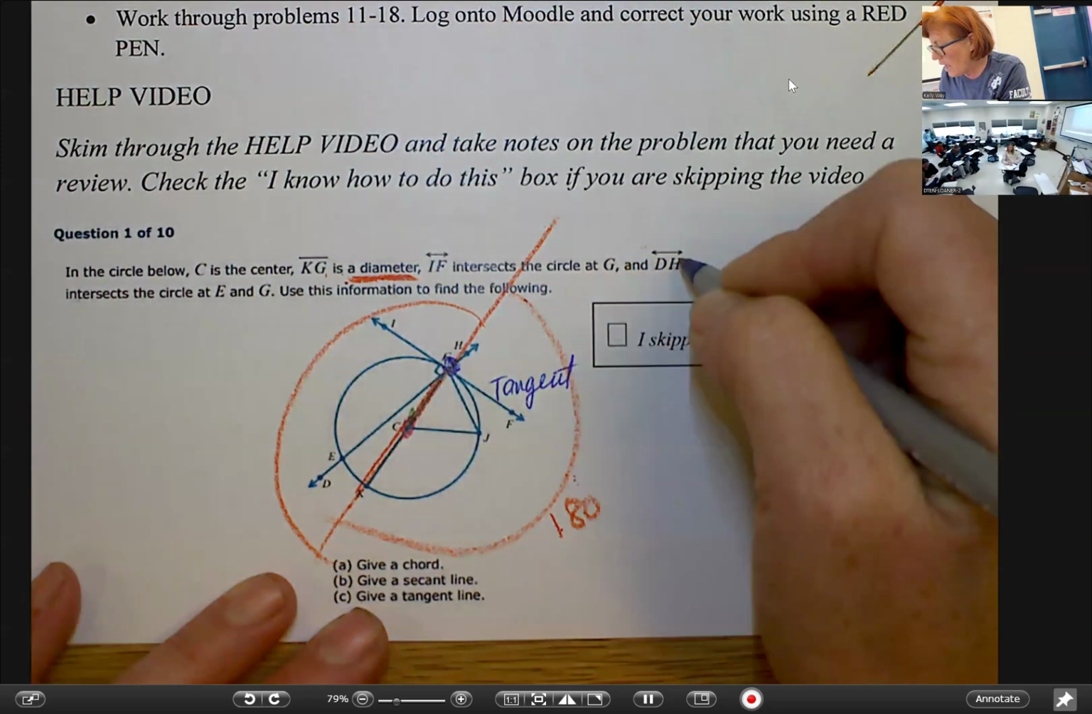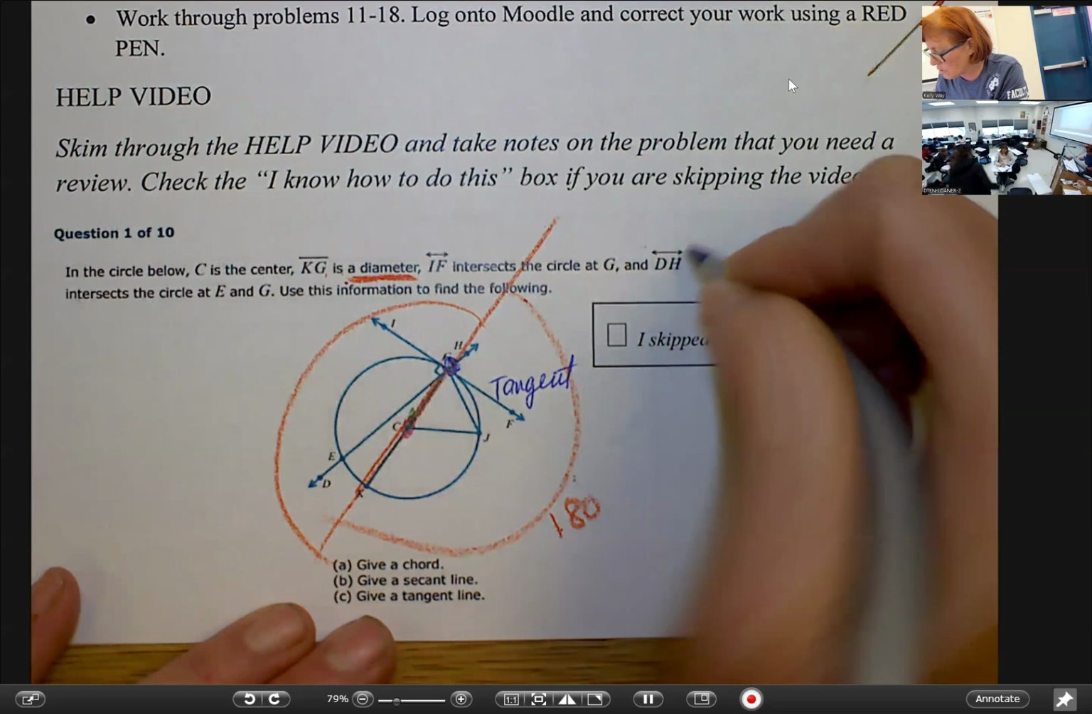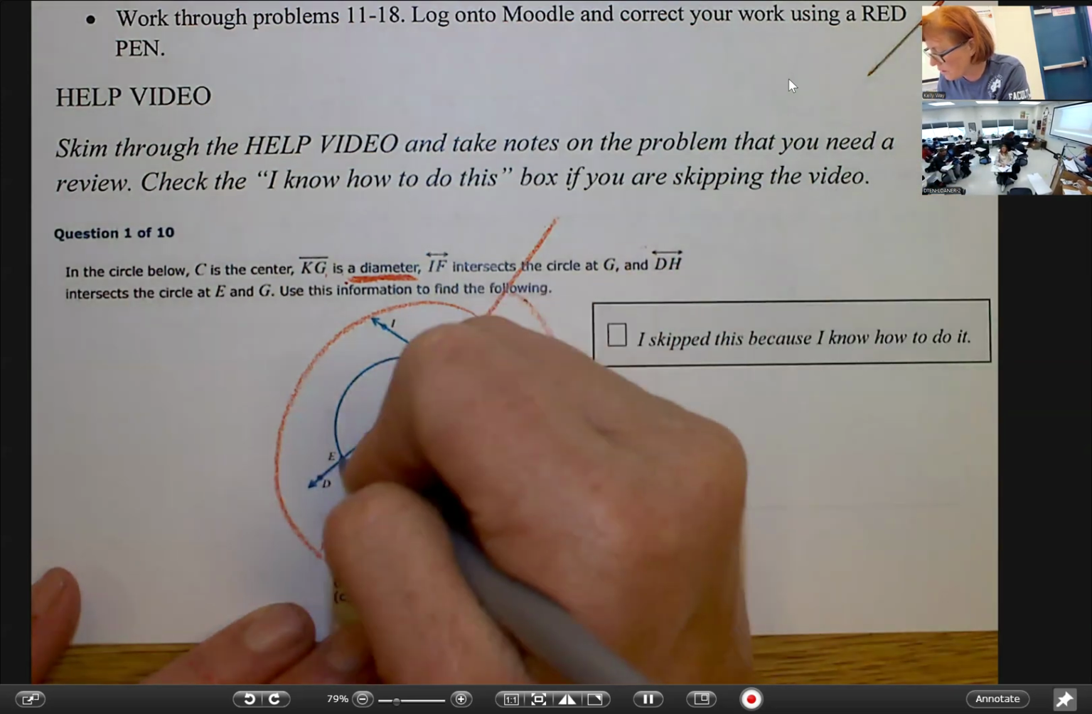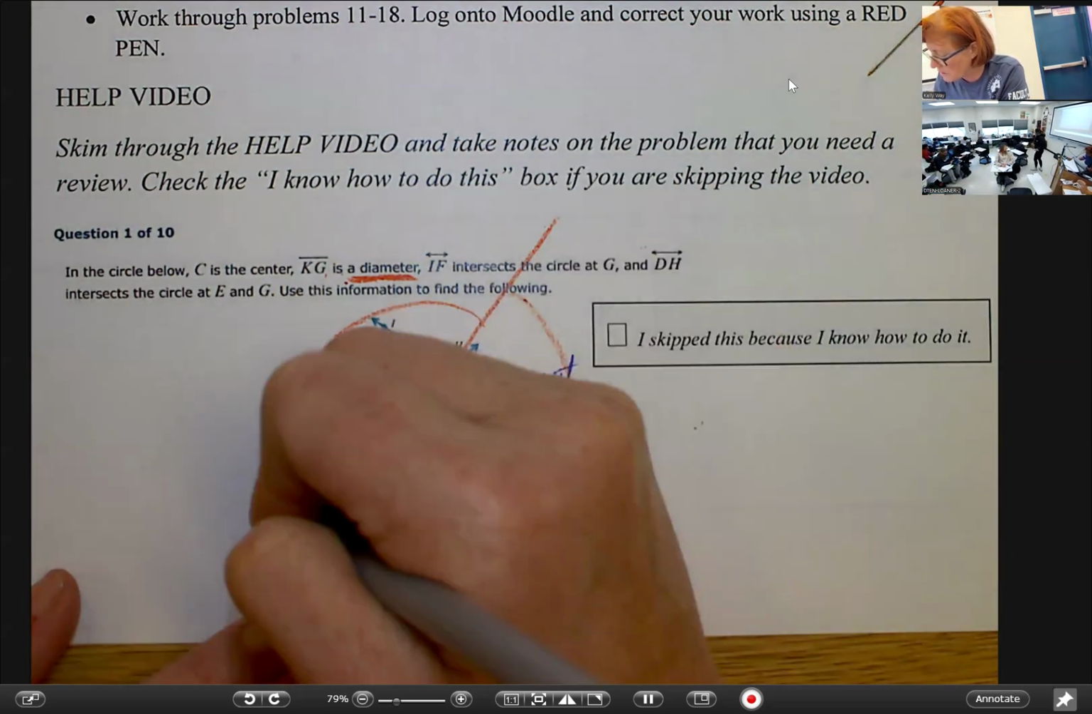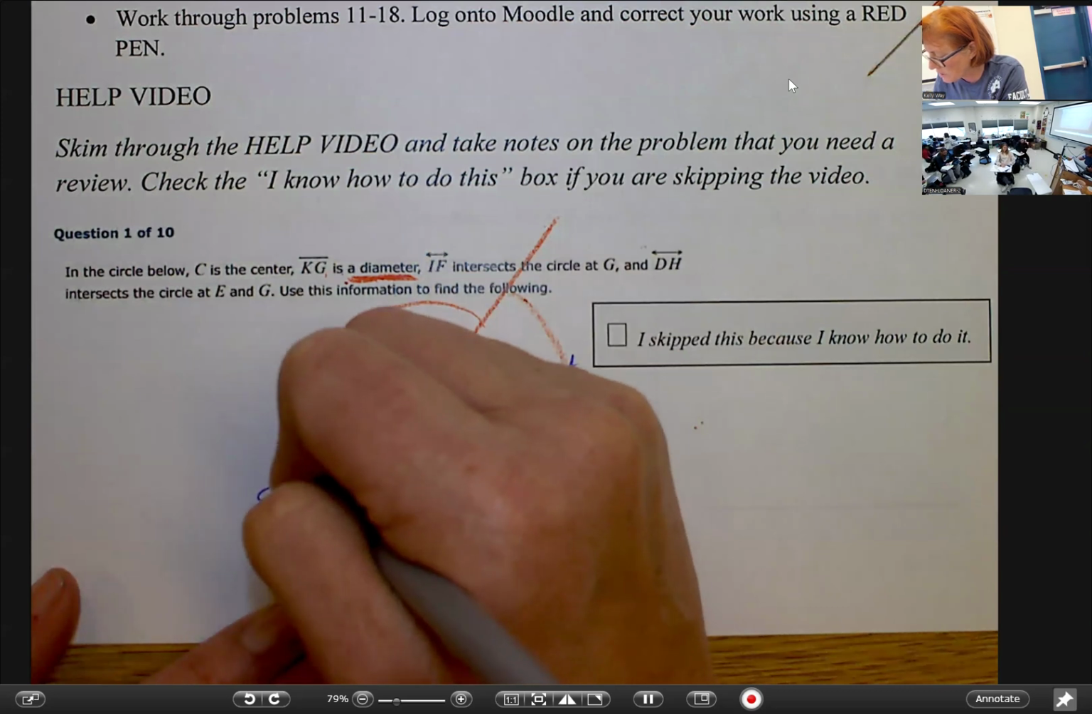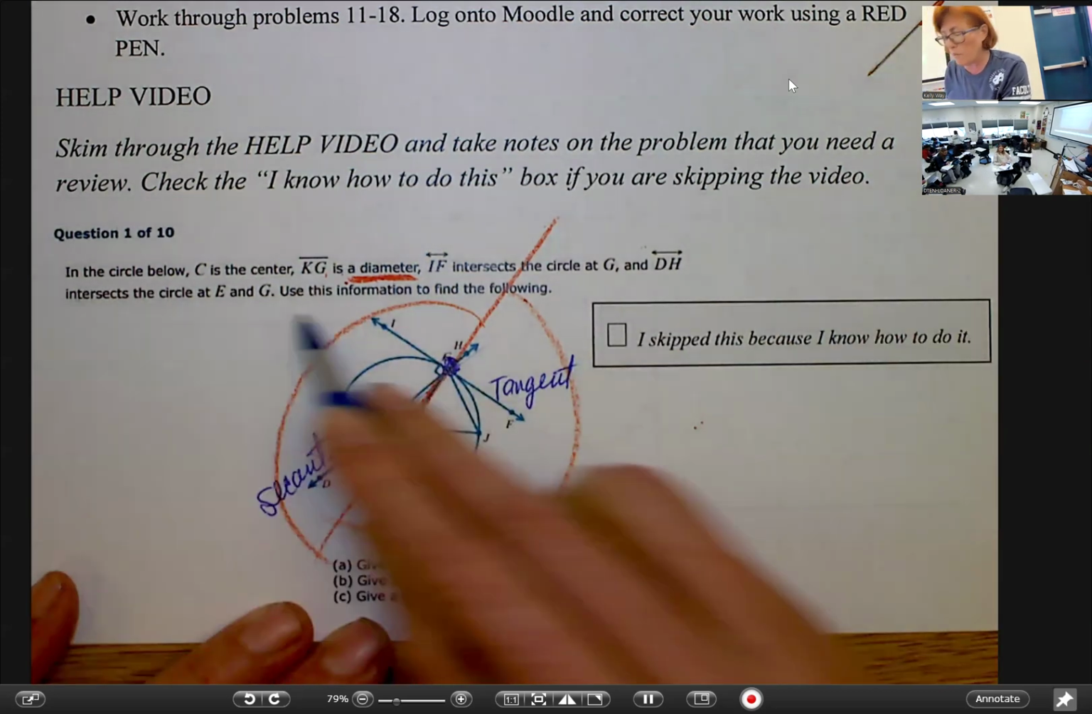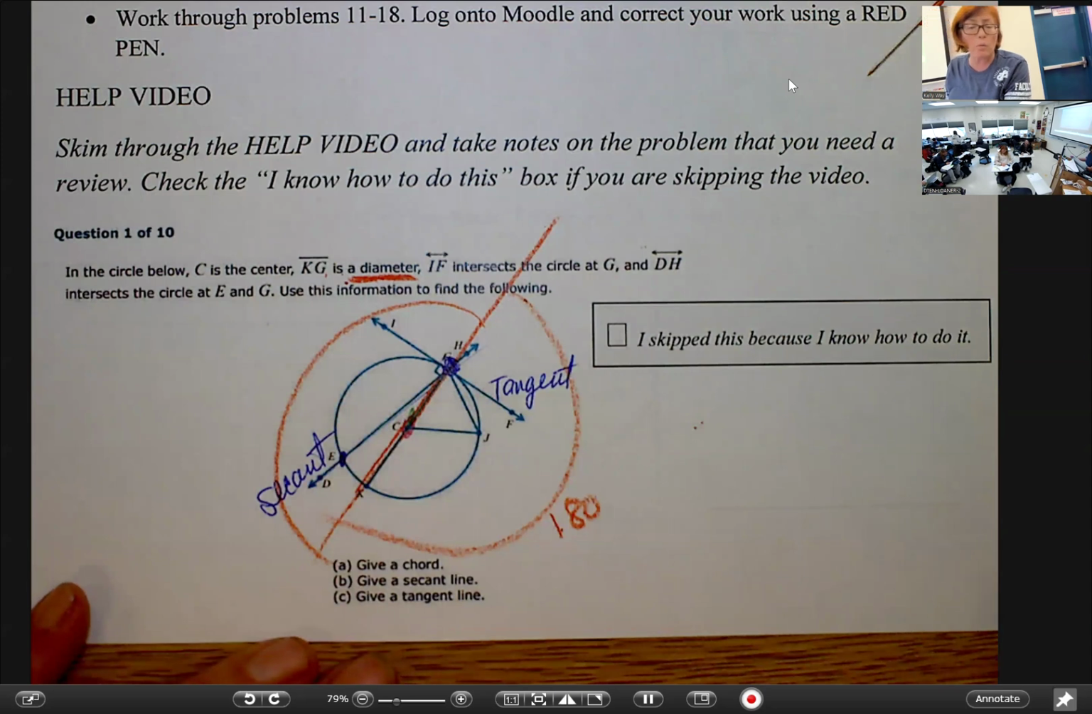Tangent. DH intersects the circle at 2 points, E and G, which makes this a secant. All right. Use the information to find the following.